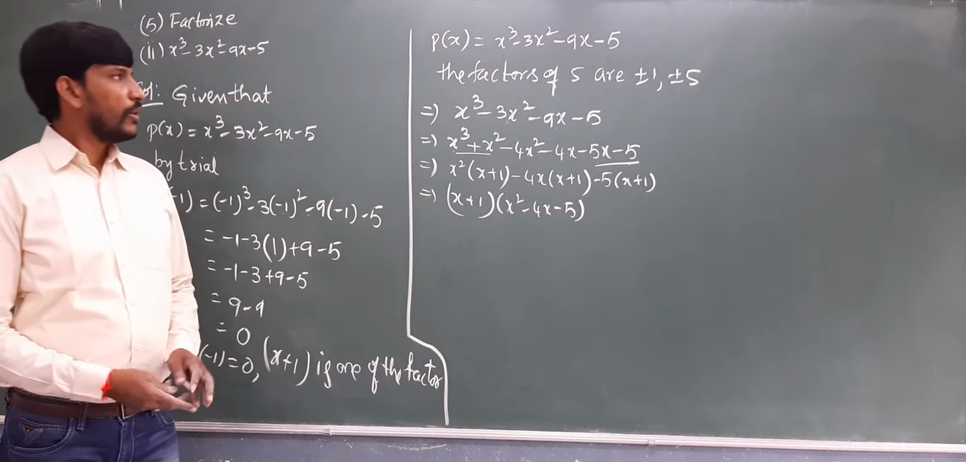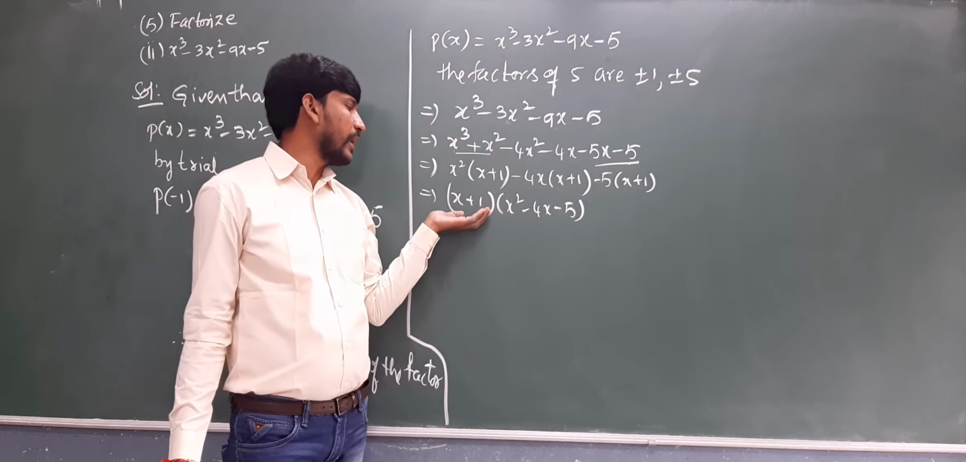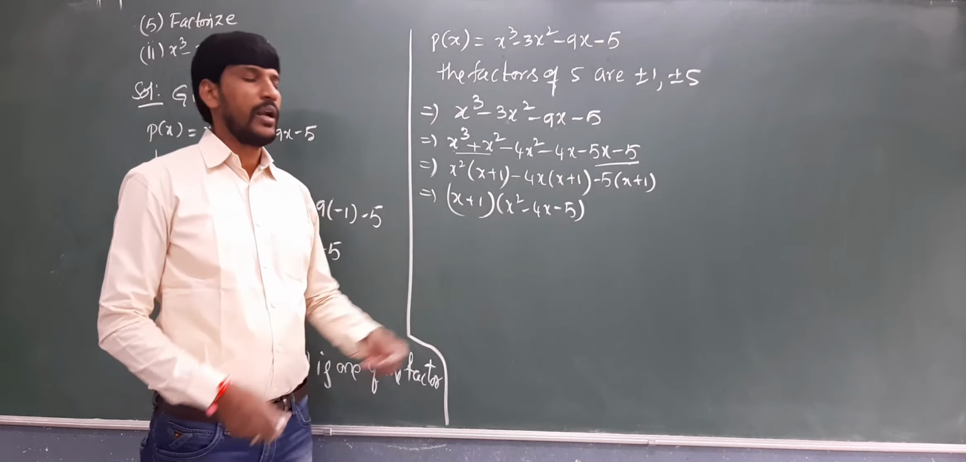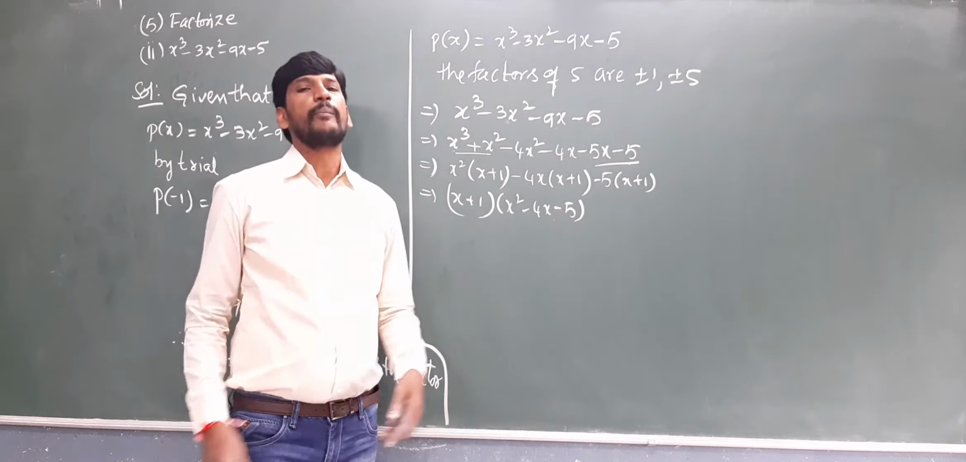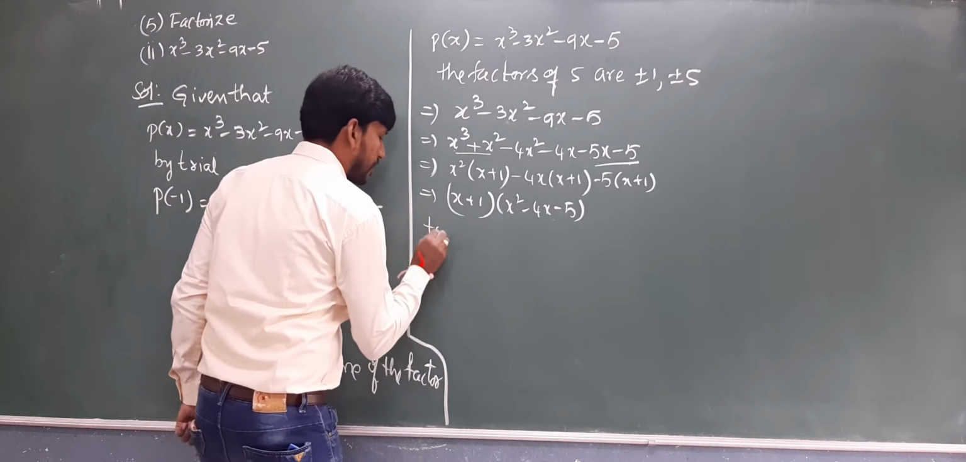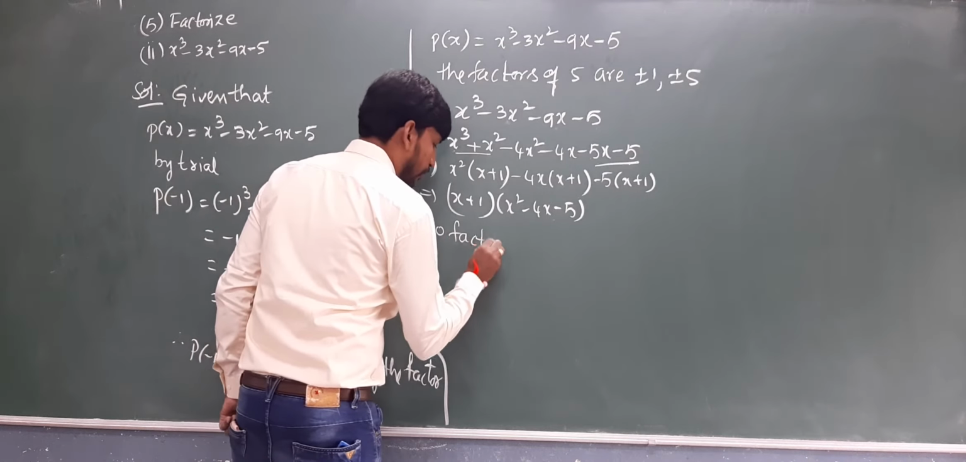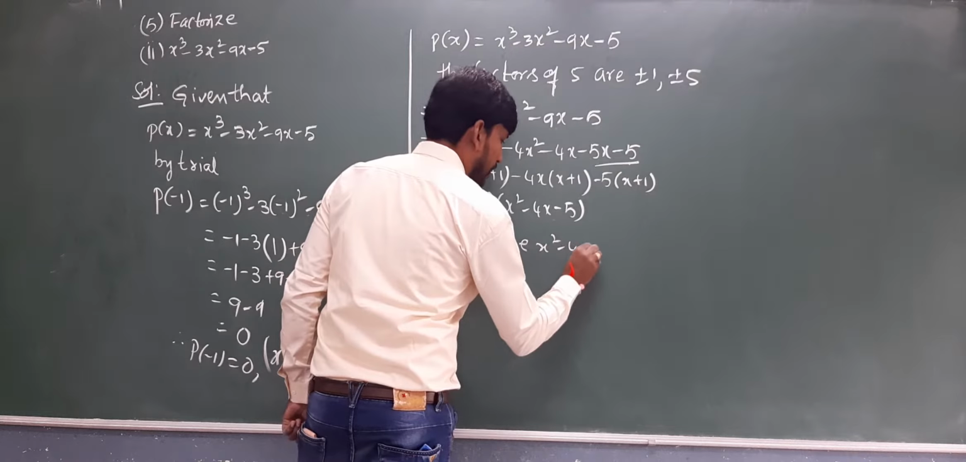Now see this here. The given cubic polynomial can be written as a product of a linear as well as a quadratic polynomial. Now this quadratic polynomial we are going to factorize by splitting the middle term. We will get the remaining factors. Now to factorize x square minus 4x minus 5.